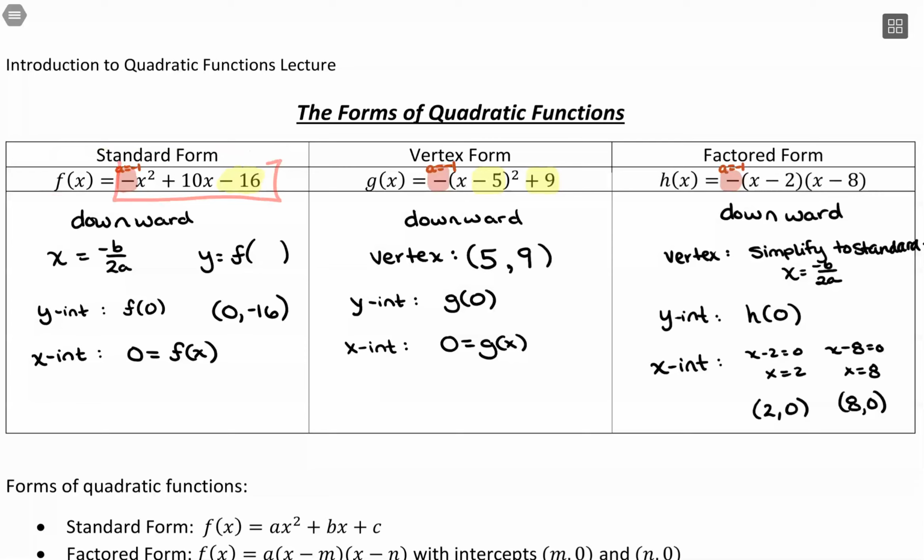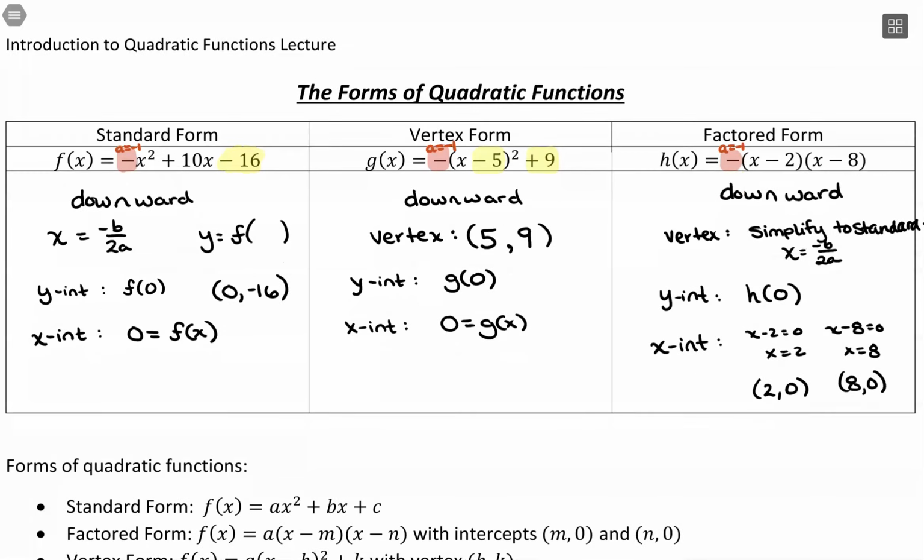This standard form is standard for a reason. It's because in that form, everything is simplified out, everything is multiplied, all like terms are added together. So we typically write things in the standard form, but we can organize pieces in this vertex form or factored form to simplify.